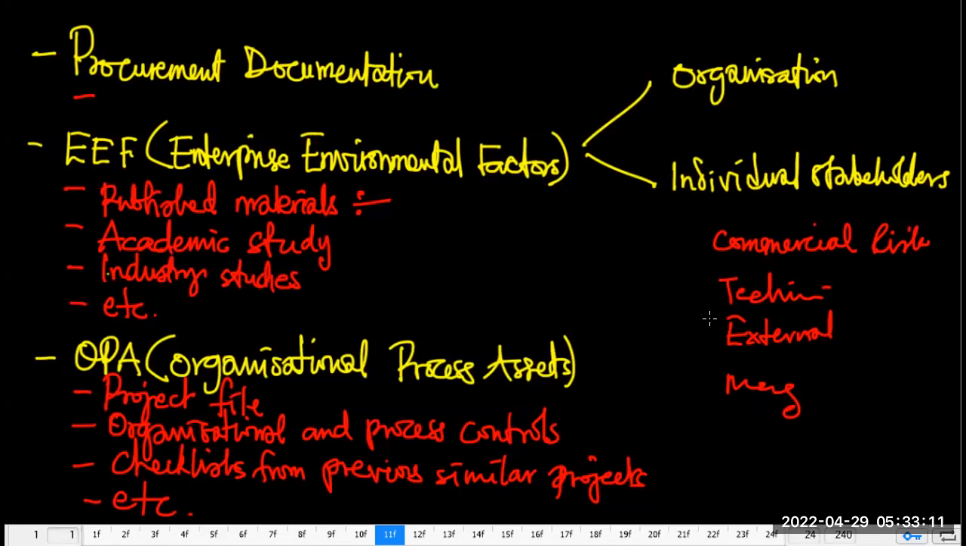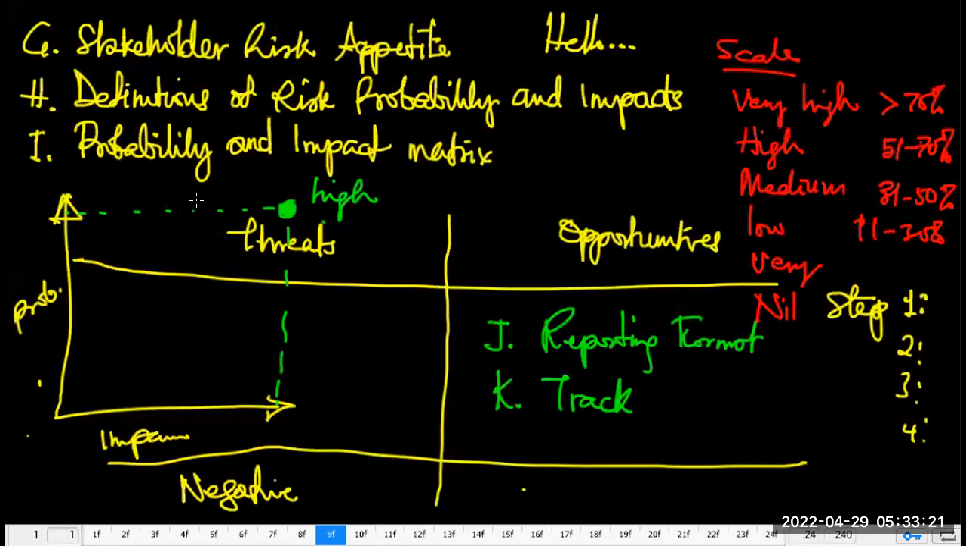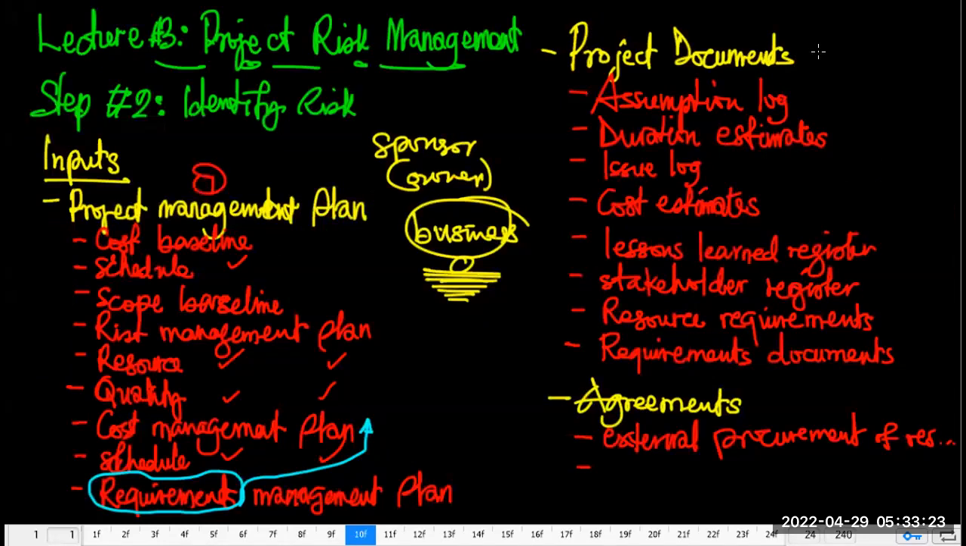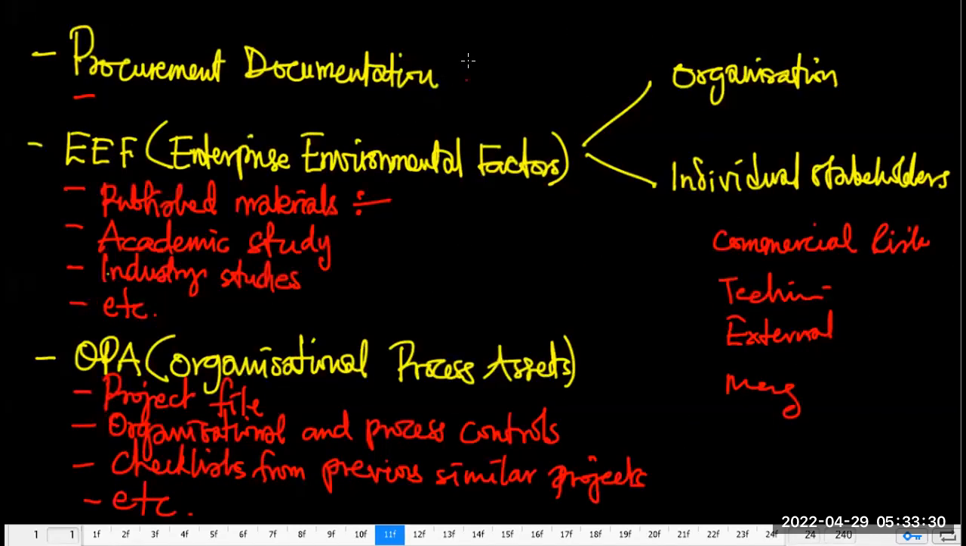Okay, so that's it with the OPAs, which is still under inputs. So we can now move away from inputs. How many have we looked at? We've looked at 1, the plan; 2, documents; 3, agreements with respect to procurement documentation; 4, the EEF, which was part of the first process and is also part of the second. So we've seen 6 inputs for identify risk.